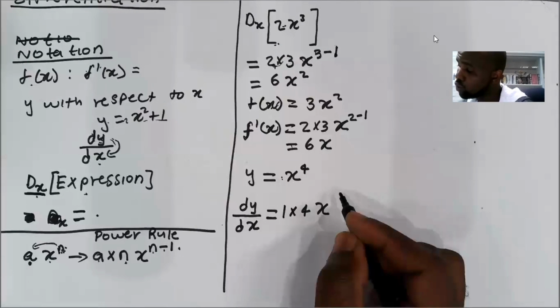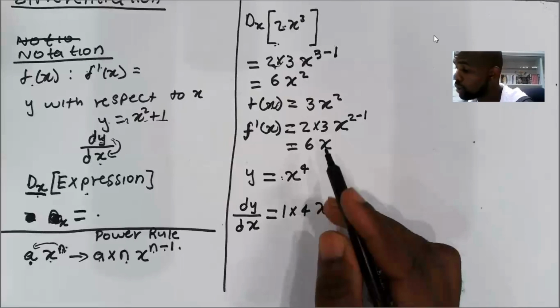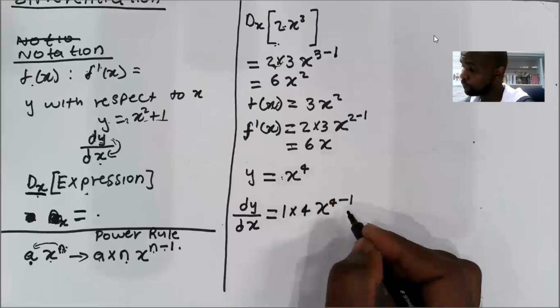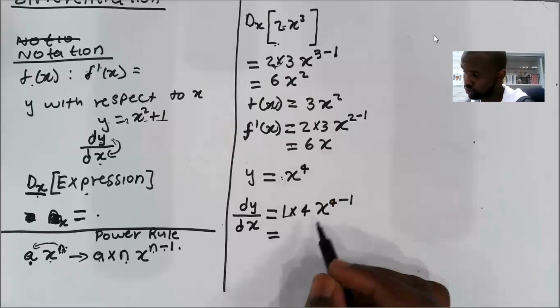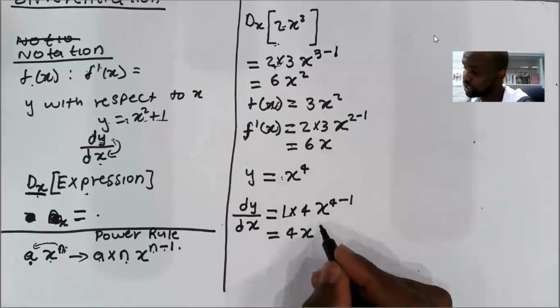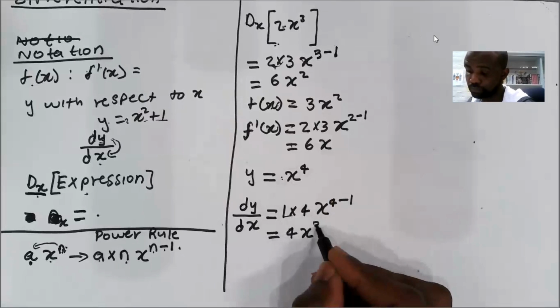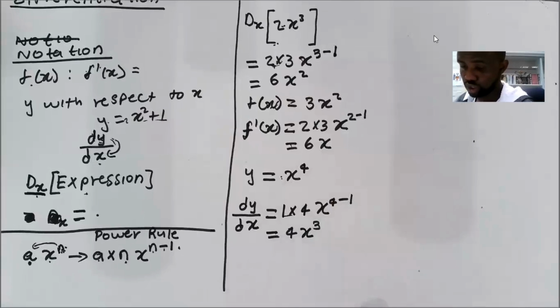And then this 4, we are minusing this 4 by 1. Equal to, and then what is 1 times 4? It's just going to be 4x. Then what is 4 minus 1? 3. Hope you remember that one. Let's continue.